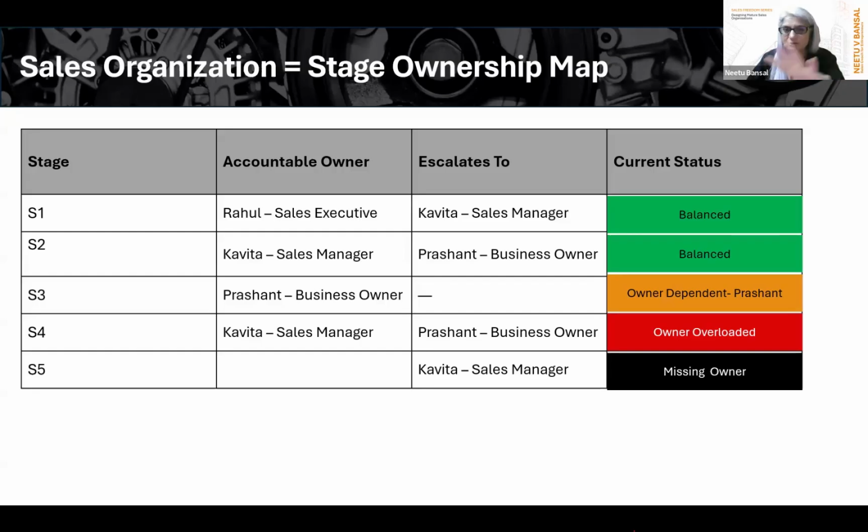Okay, now when you look at this, you will very clearly see that in this case, we need to hire somebody who will be responsible for stage 5. And from the business owner, we need to remove one of the responsibilities. And maybe the responsibility could be stage 3 or the escalation part of it. We can say, Kavita, now you manage it on your own. You are good enough on doing this. Right? This is the stage ownership map.